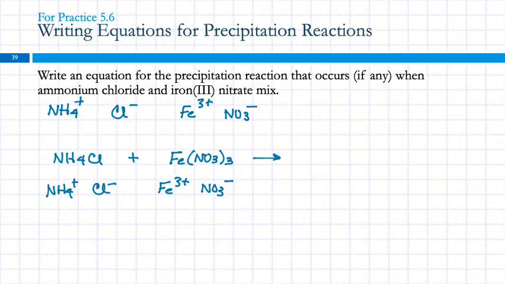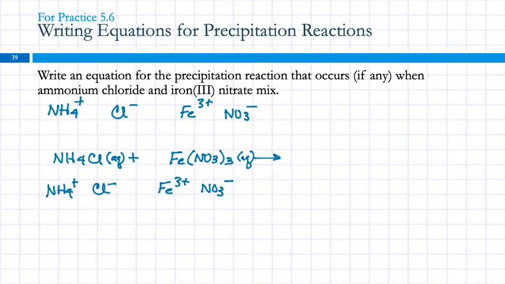We can write the state symbols in here. These are both going to be aqueous. For precipitation reactions, are the reactants always going to be aqueous? Yeah, for a precipitation reaction, the reactants need to be two aqueous solutions.